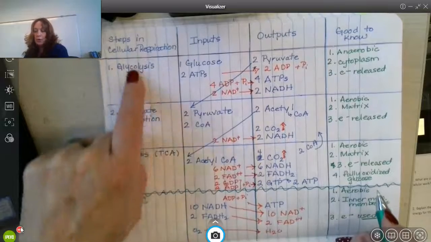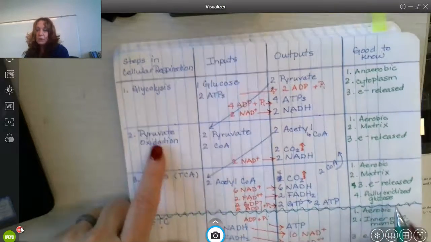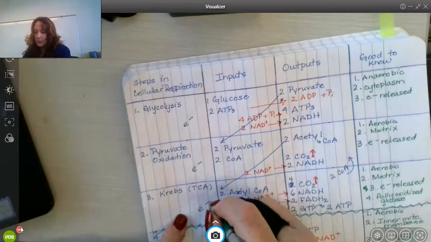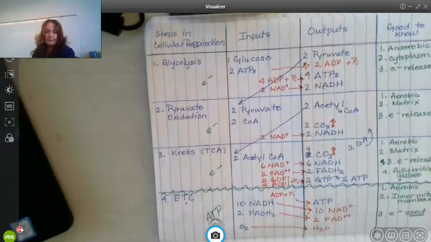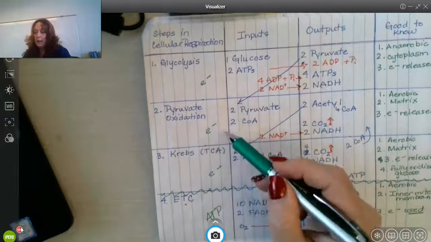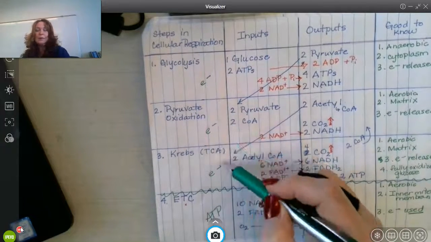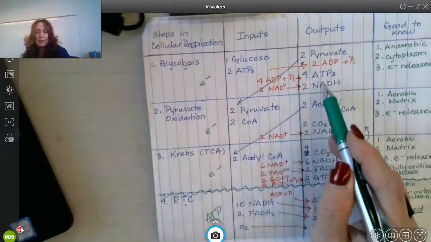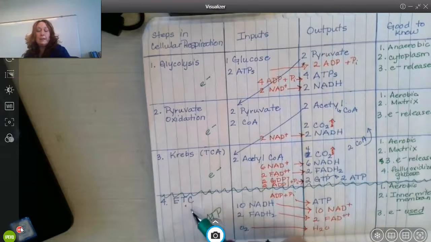So these are not about ATP. This is about electrons, electrons, electrons. This process is about ATP. So glycolysis, pyruvate oxidation, and Krebs are about getting the electrons out of glucose so that you can save them in electron carriers to take to the electron transport chain, and then let those electrons be moved.